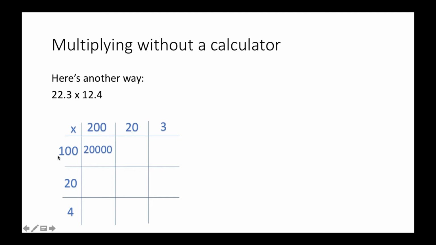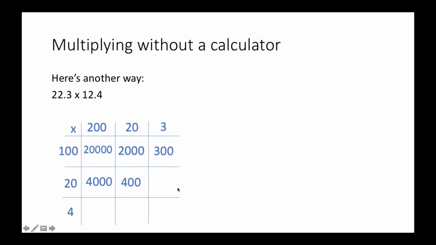100 times 20, well, 1 times 2 is 2, and then 3 zeros. 1 times 3 is 3, and 2 zeros. Okay, so then 20 times 200, 2 times 2 is 4, 3 zeros. 20 times 20, or 2 times 2 is 4, and 2 zeros. 1 0 there, and 1 0 there.